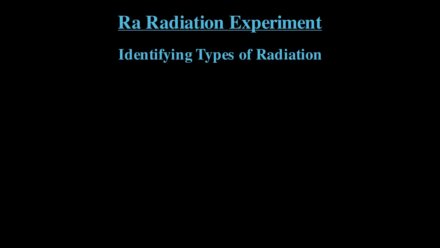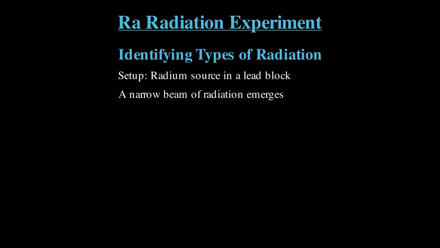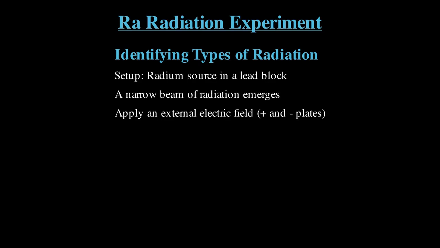Now, how do we know there are different types of radiation? A classic experiment shows this. Imagine a solid block of lead with a small hole drilled into it. Inside this hole, we place a sample of a radioactive element, like radium. The lead block absorbs most radiation, allowing only a narrow beam to escape upwards. Now, we apply a strong electric field across this beam's path, with a positive plate on one side and a negative plate on the other.